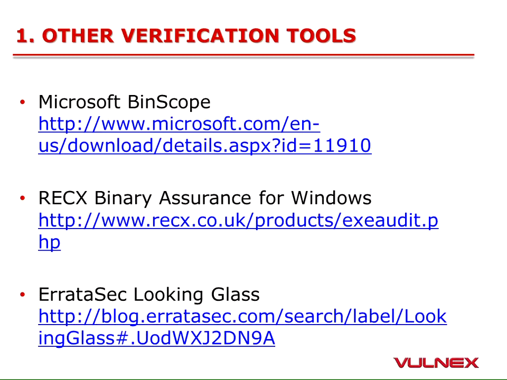Then the Errata Security company came up with a tool a few years ago called Looking Glass. It's another verification tool, but so far I have not been able to find where I can download it. They have a lot of posts talking about it, but I've not been able to download it. So the only one I've been playing around with is BinScope, and other tools as well. But here you can see there are some tools you can already use.